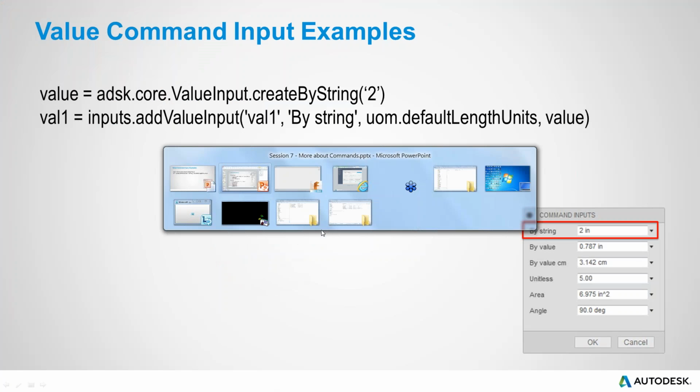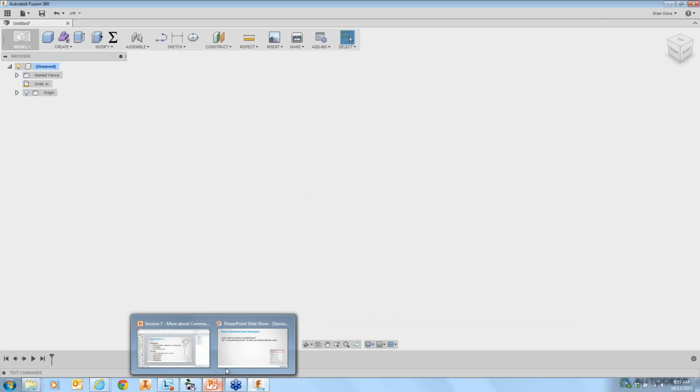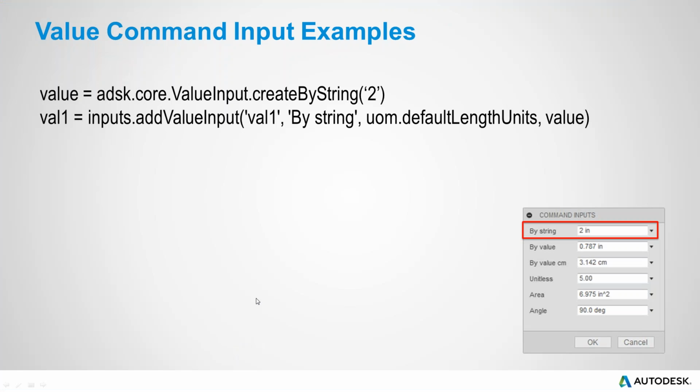If I can find Fusion here. Here we go. So right here, here's my units of millimeters, and I can click and change that to whatever I want. So I'll change it to inch. So now my default units are inches. So that's what that's talking about. So this is getting whatever the current default units are. So before, when I got it, it would have returned millimeters.